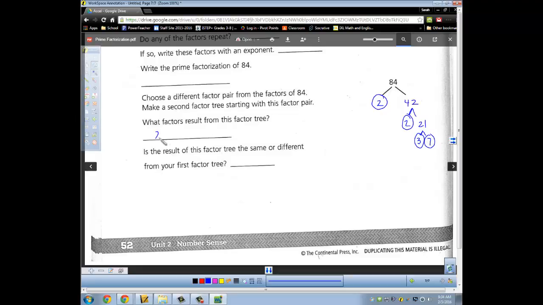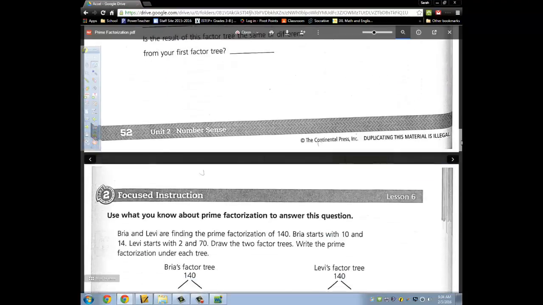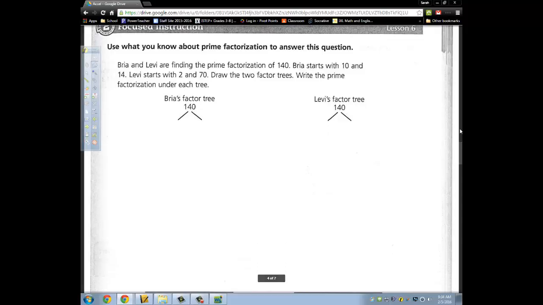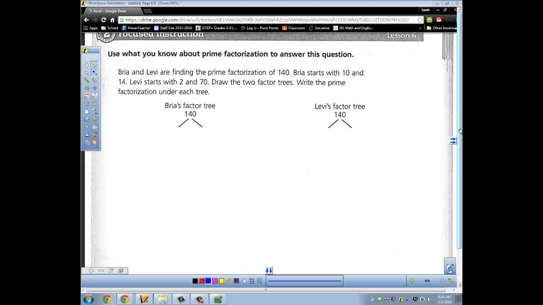So again, we got 2, 3, and 7. Is the result of this factor tree the same or different? And it's the same. I had 2 2s, I had 1 3, and 1 7. Okay, please go on to page 53. Use what you know about prime factorization to answer this question.